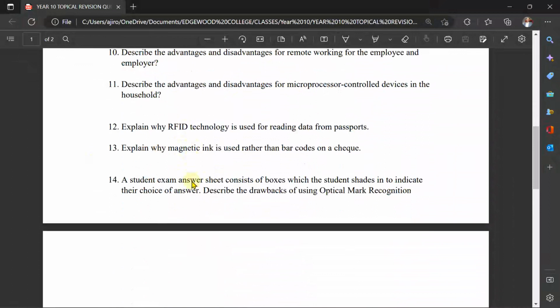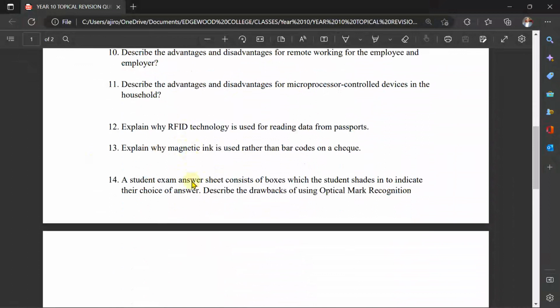Two, the check cannot be read by magnetic ink character recognition if it is illegally photocopied. If it's illegally photocopied, it is not clear enough and it shows that the check was photocopied. And the final one, three, is higher security than barcodes. That's just what it is.